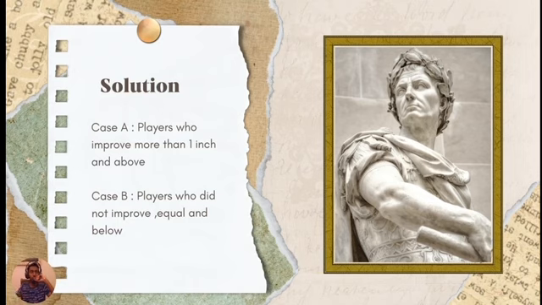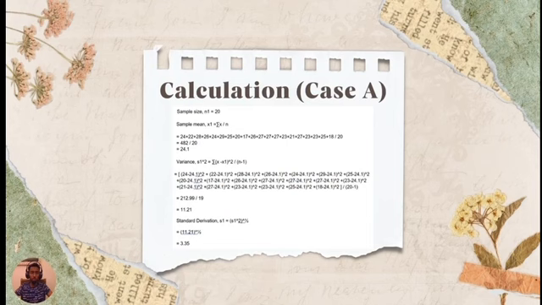So the solution, there are two types of solution in this, which is case A, players who improved more than 1 inch and above. Another one is case B, players who did not improve, equal and below. Then I will continue with the calculation, that is case A. So the sample size n1 is equal to 20. Then the second one, we're going to calculate sample mean.